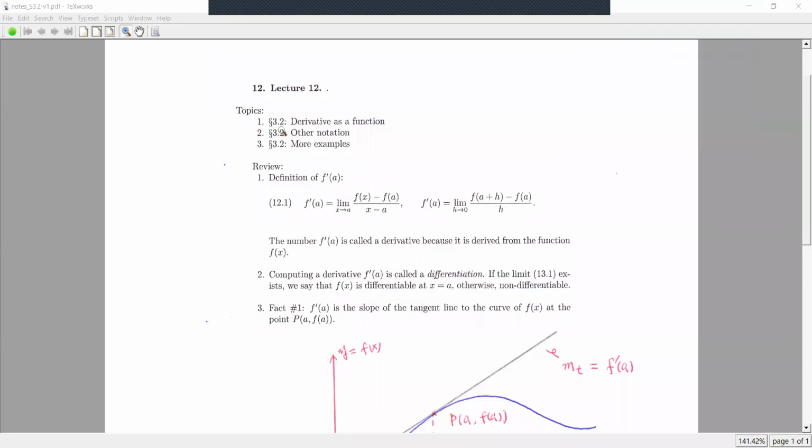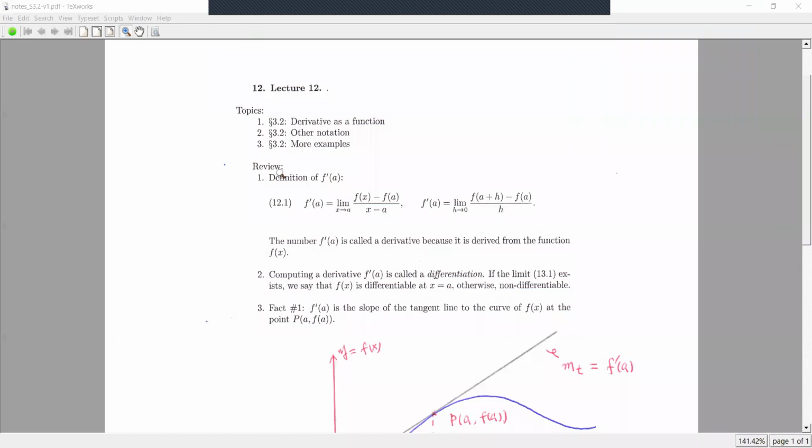Section 3.2, 3 topics today. Topic 1, derivative is a function. Topic 2, other derivative notation. Topic 3, more examples.